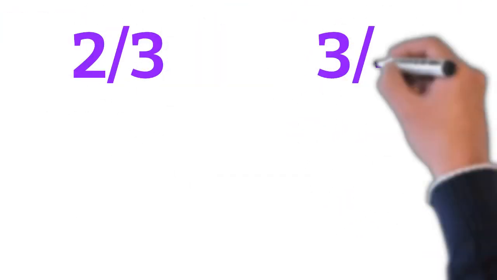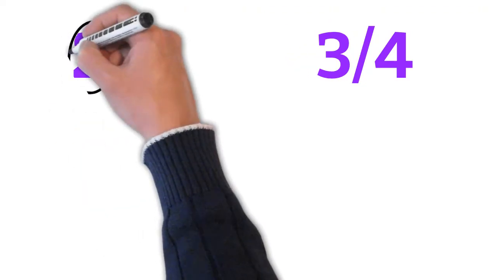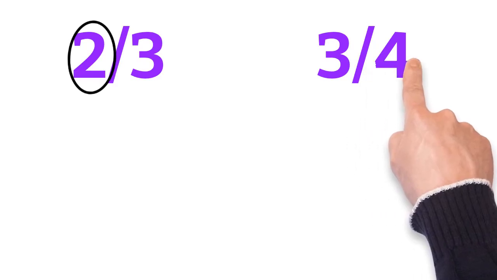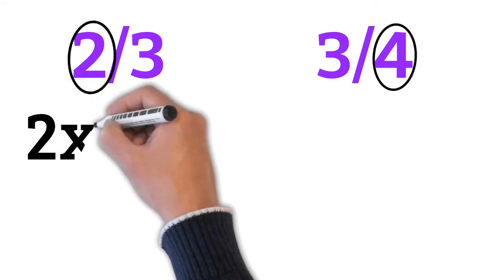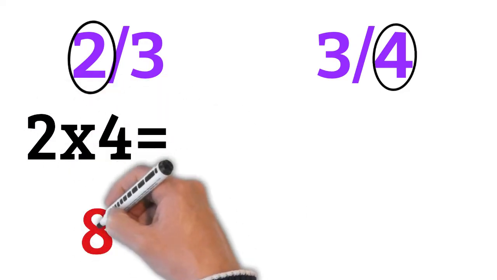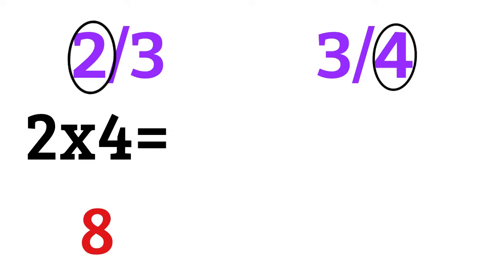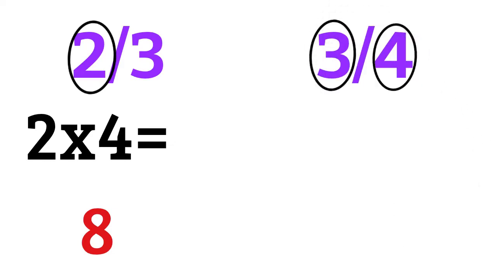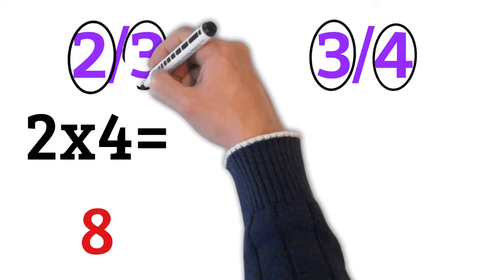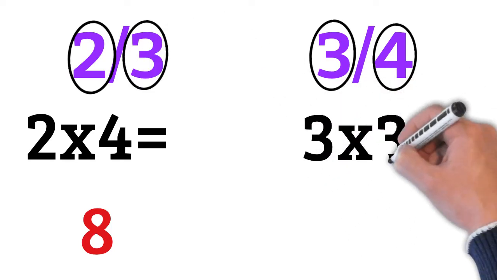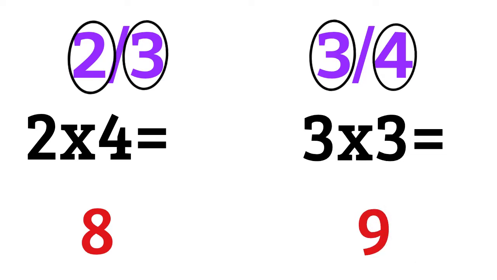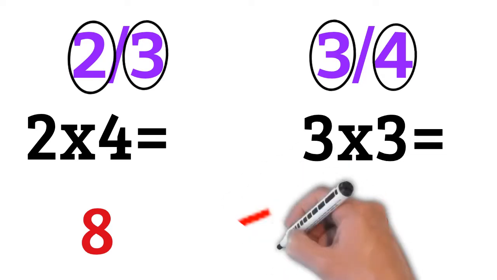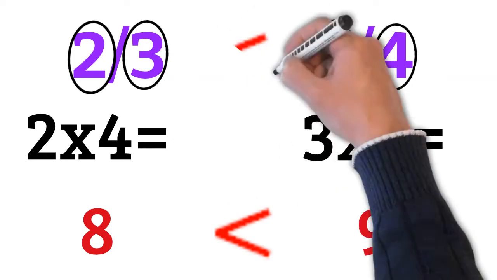For example, 2 by 3 and 3 by 4. First, we have to multiply the numerator of the first fraction, that is 2, with the denominator of the second fraction, that is 4. With this, we will get the product as 2 multiplied by 4 equal to 8. Next, the numerator of the second fraction, that is 3, has to be multiplied with the denominator of the first fraction, that is 3. And thus, we will get the product as 3 multiplied by 3 equal to 9. Now, 8 is smaller than 9 and thus 2 by 3 is smaller than 3 by 4.